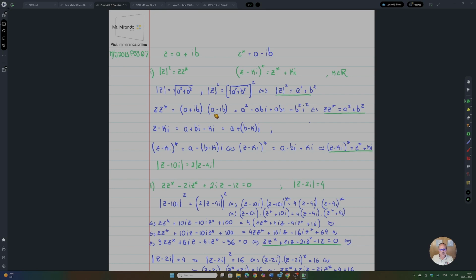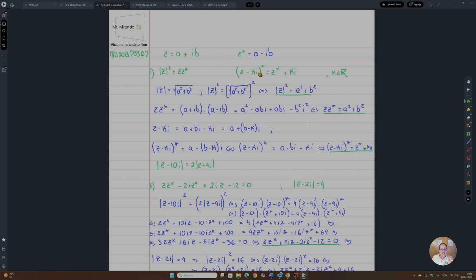So that's a plus ib times a minus ib. So you cross multiply, i squared is just minus 1, so this will just become b squared, okay? And this cuts with that, so it's just a squared plus b squared. So you have the same result, a squared plus b squared equaling these two things. So you prove that modulus of z squared equals z times z star. Then you just have to prove this. So let's start with this part over here.